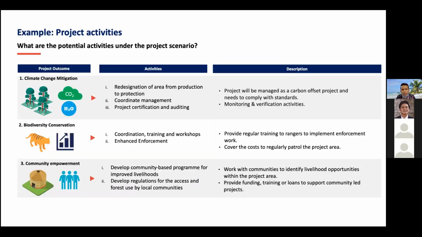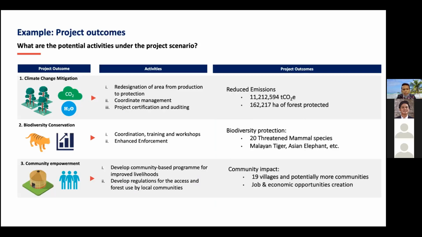All right. Some of the potential activities that we can design or propose: manage as a carbon offset project, monitor and verify the activities, provide training or capacity building to rangers to implement enforcement work, cover the costs for patrol, and for communities, work with them to identify what the livelihood opportunities are. We can provide funding, training, or loans to support these communities. So really the project outcomes are these, right? Reduce emissions, biodiversity protection, and community impact. So if we were to set aside this area for protection, these are the outcomes.